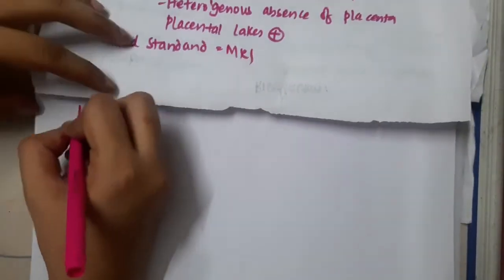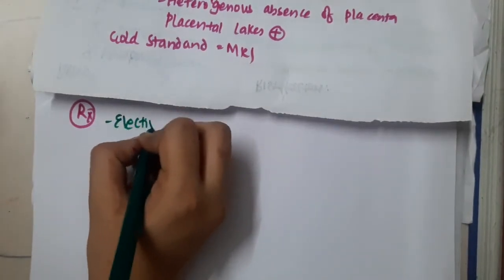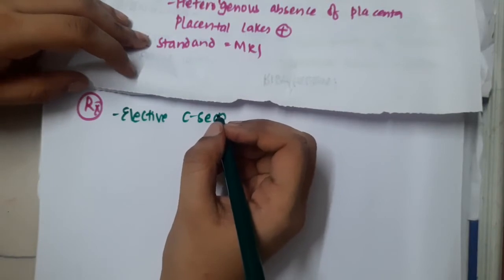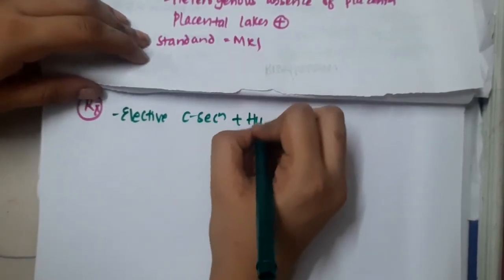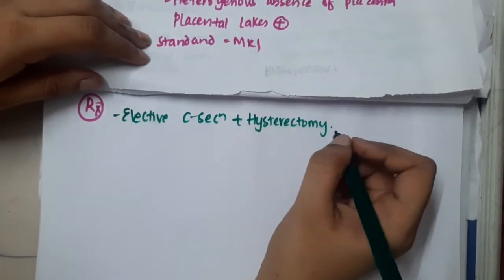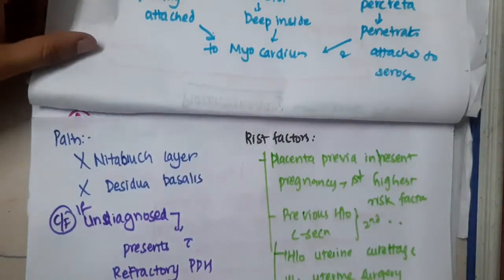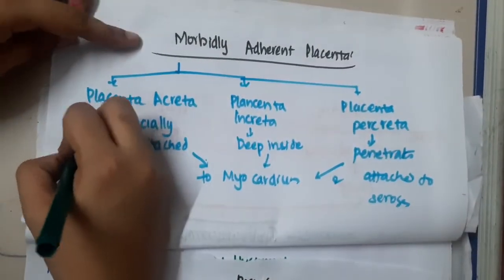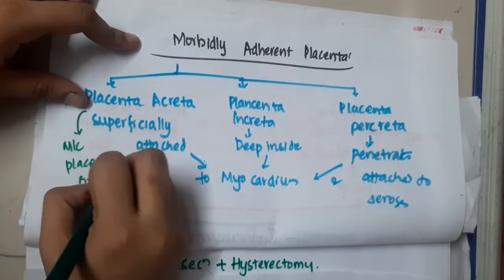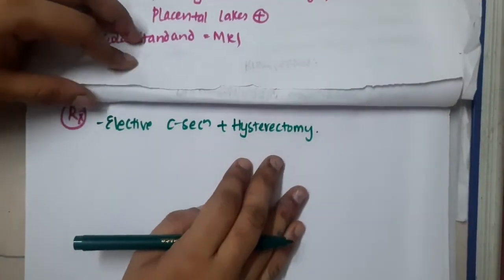Okay, what is management? How are you going to manage the patient? Management is elective C-section plus hysterectomy. Now, this placenta accreta is most commonly seen in placenta previa. So elective C-section and hysterectomy should be done.